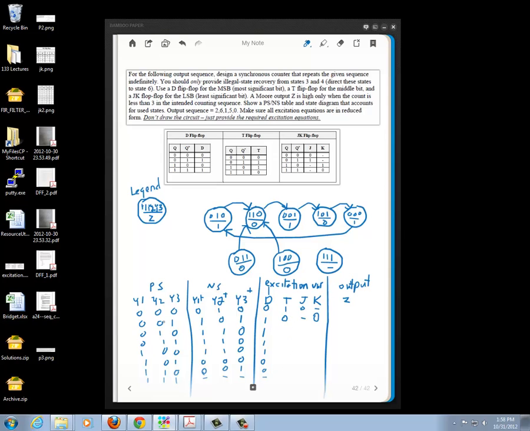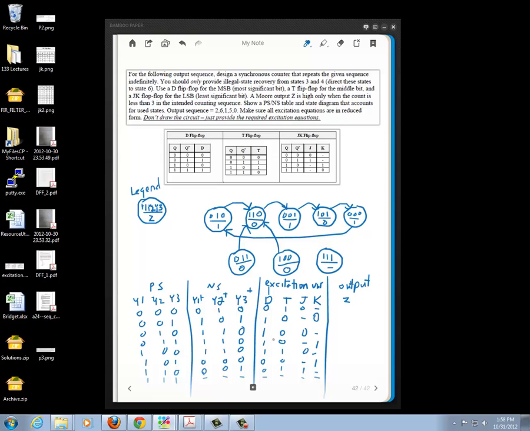And the toggle, you're only toggling if y2 next state is different than y2. So I'll just go ahead and fill that in. 0, 0, 1, 0, 1, don't care. And the JK, I often look at the excitation table for the JK. I'm just going to go ahead and fill that in. 0, don't care, 1, 0, don't care, 1, 1, don't care, and don't care.